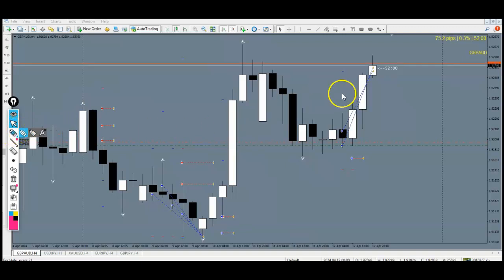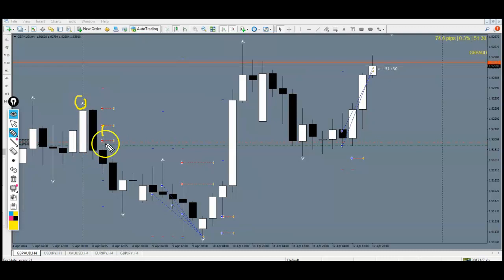So this is the pound Aussie, as you can see there. Let's make this black. Okay, so we started off on the third candle. When this candle here started, we had this fractal appear, and then I placed a trade here.